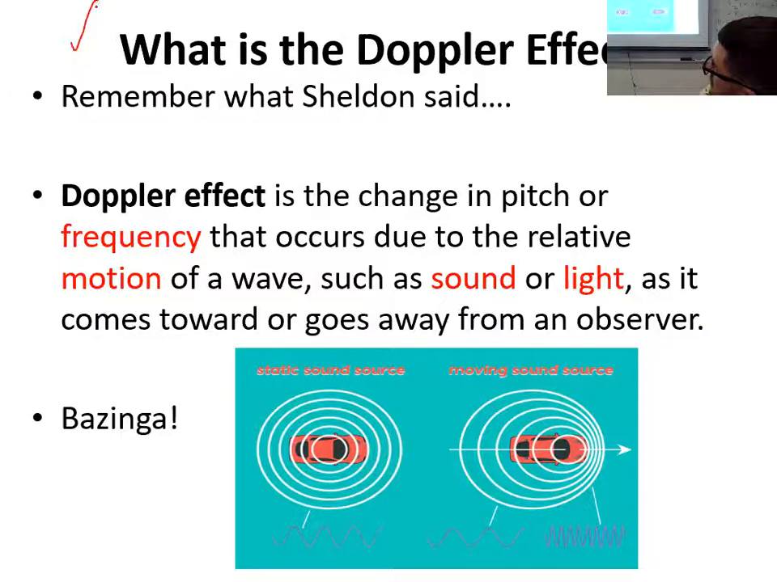And we're just going to say the second bullet here. It is the change in pitch or frequency. It could involve sound, it could involve light. It occurs due to the relative motion of a wave such as sound or light as it comes toward or goes away from an observer. Okay, so we're going to put that down on page 10.